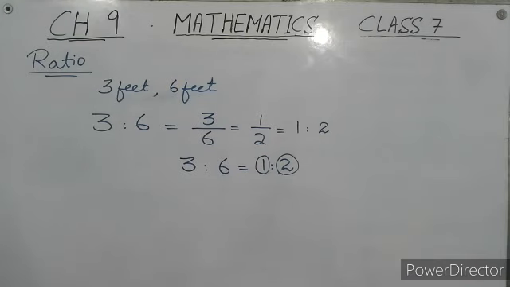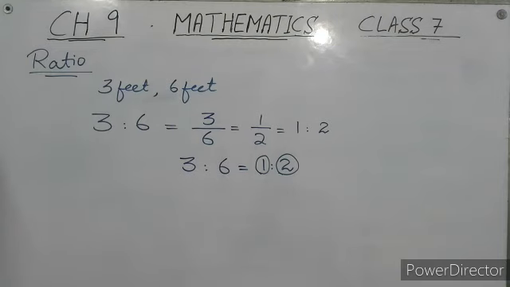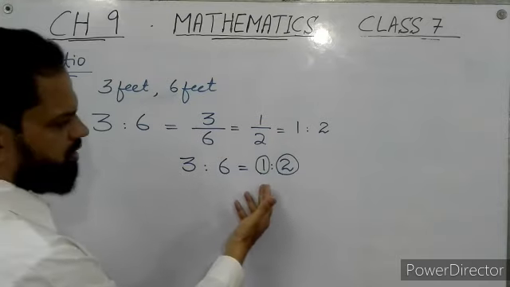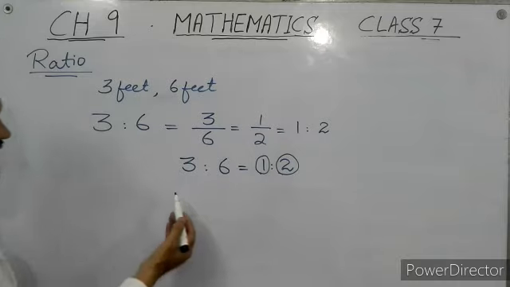Second condition for simplification of a ratio is that parts of the ratio have no common factor other than 1. A factor of a number means a number that divides the given number exactly. 1 and 2 are only divisible by 1. So 1:2 is the simplified form of the ratio 3:6.